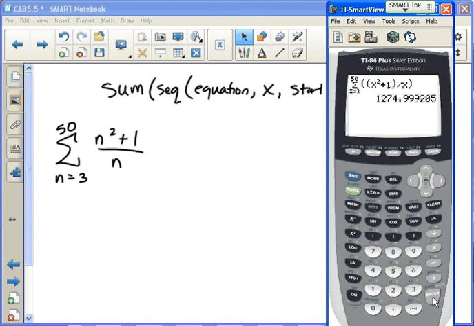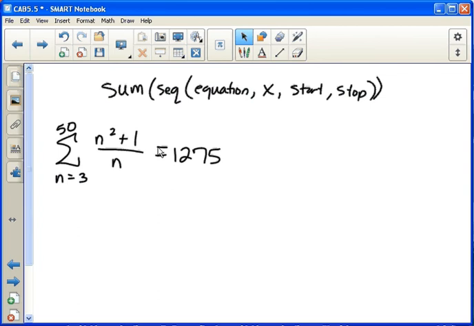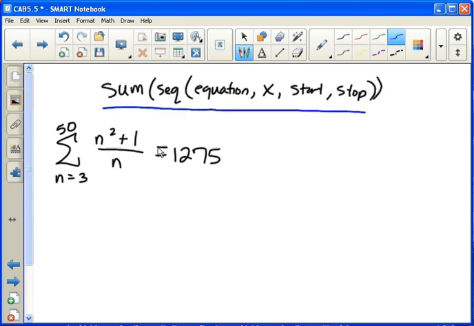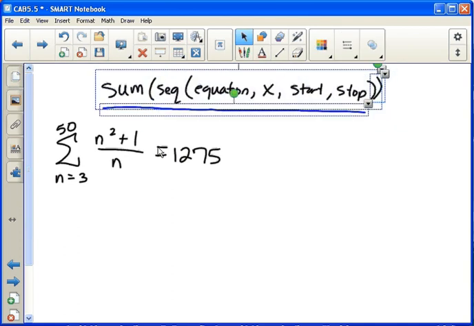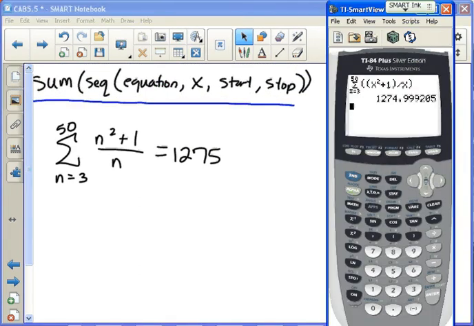Some of the older calculators with older operating systems don't have that sigma, but they do have a way to do it using this equation up top. You use the sum of the sequence and then equation, comma x, comma start, comma stop. So I do want to show you that just in case you're one of those people with an older calculator. So I'll show you that it gives you the exact same thing. To get to sum, you go to second list, which is right above stat. Then you go over to math, and the fifth one down is sum.